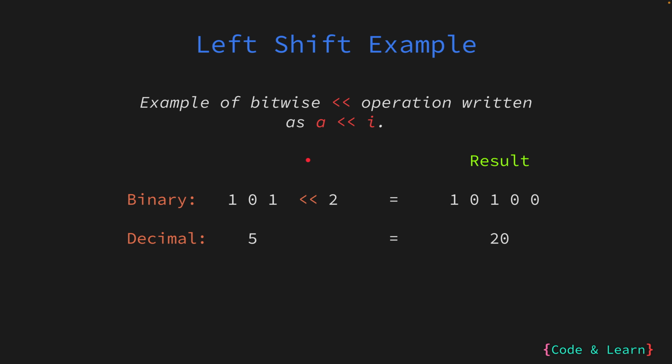Let's now look at an example of a left shift operation. Now we have the opposite, that is 5, or binary representation 101. We are left shifting it by 2, so the result is 10100, which is equal to decimal 20, which is also equal to 5 being multiplied by 2 raised to power 2, that is 4.